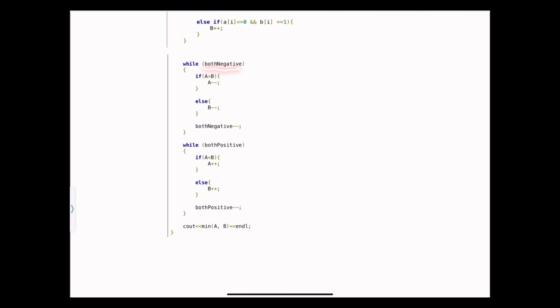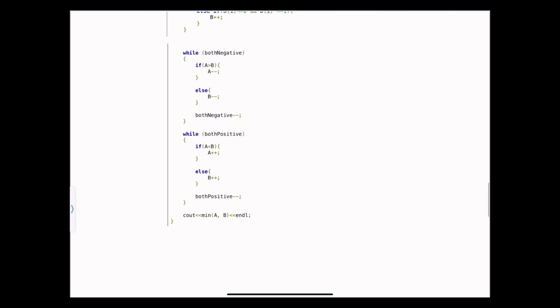So we have some count of both negative. While that count remains, if A is greater than B, then we will subtract the value from A. Otherwise, we will subtract the value from B, isn't it? And when the count of both negative ends, then we start with the count of both positive. While the count of both positive is there, if A is lesser, then we will increment the value of A. Otherwise, we will increment the value of B.